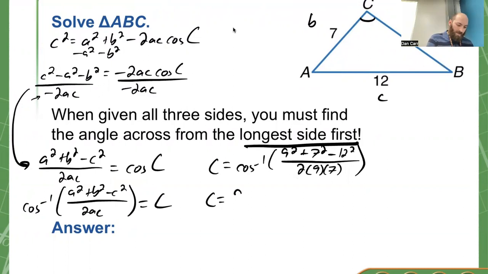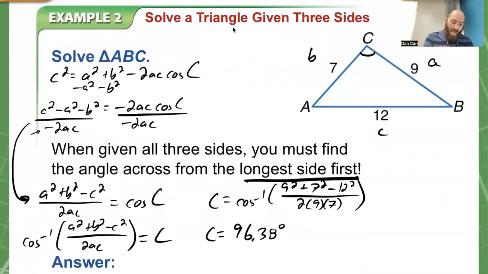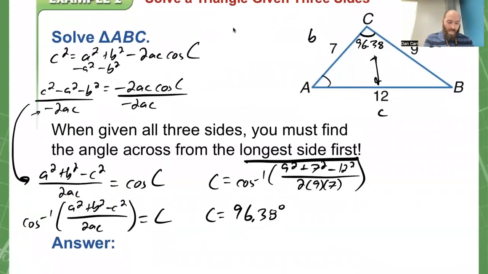Okay, I do that and I get 96.38 degrees. So I found my first angle. Now I have my angle-side pair with the 12 and the 96.38, so I can do law of sines now. If I do that, I'll do angle A.